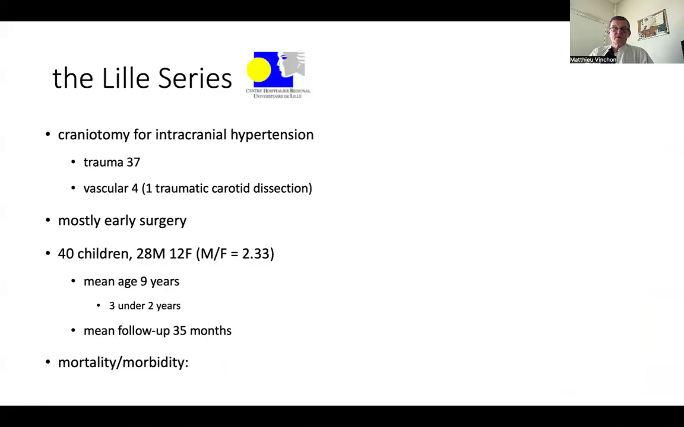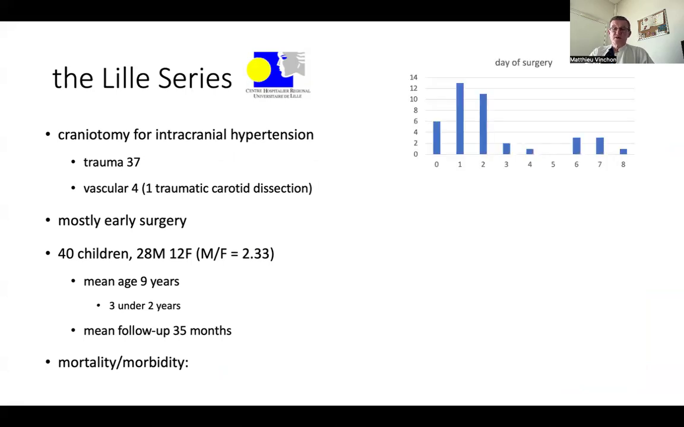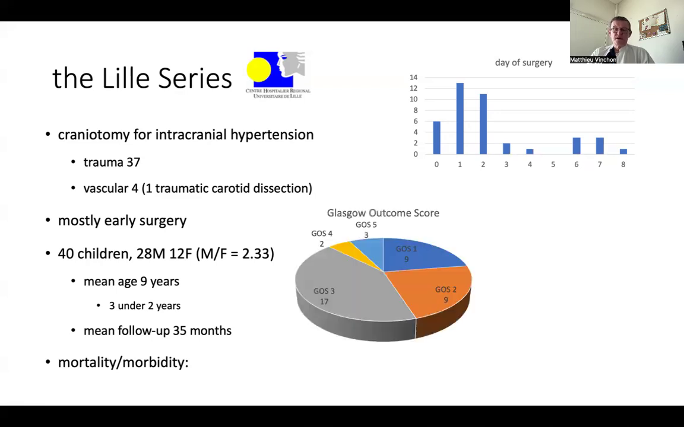So this is the series we had collected in Lille. We did a craniotomy for intracranial hypertension in 37 children with trauma and 4 with vascular conditions. This is more than 40 in total, because one had a traumatic carotid dissection. In most cases, it was early surgery on day 0, D1 or D2, but sometimes later. So there were 40 children with a male predominance. The mean age was 9 years, but 3 of them were under 2 years, and we had a mean follow-up of 35 months.